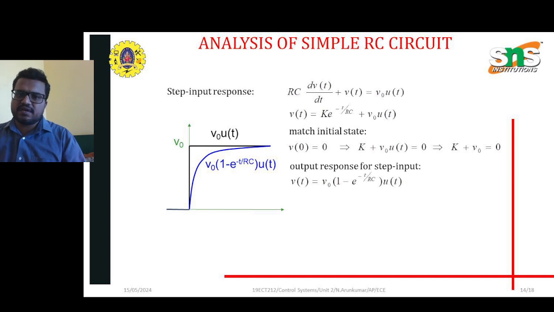Next, the analysis of the RC circuit is based on input and output values. If the input value is matched with the output, then the value is correlated based on the time signals.